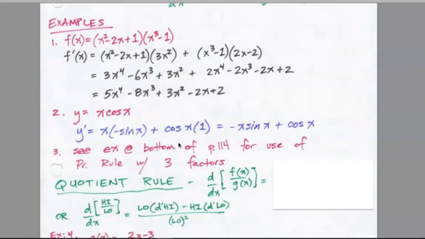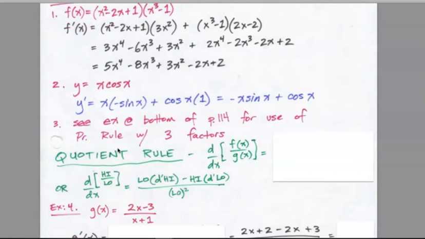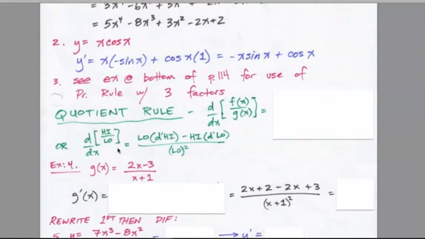Okay. For example 3, let's go ahead and take a look at the example on the bottom of page 114 in your text for use of the product rule with 3 different factors. That's a great example. If you have one function times a second function times a third function, it shows you there how to handle that. It's basically you just do the product rule several different times. So you can follow that if you encounter that.